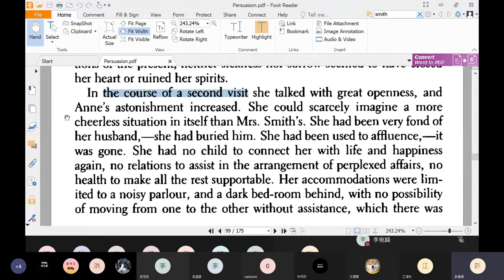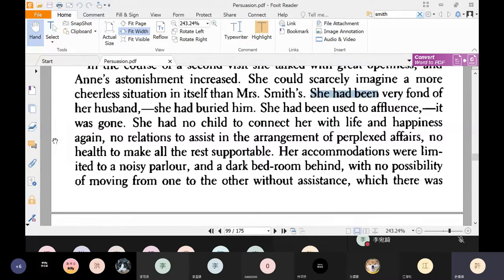She could scarcely imagine a more cheerless situation in itself than Mrs. Smith's. So this in itself is describing the situation. We will later see that even though the situation is cheerless, very unhappy, Mrs. Smith is not. She is trying her best to be happy and satisfied. So in itself means if you only look at this situation. She had been very fond of her husband. She had buried him, so he died. She had been used to affluence, which means wealth, money. It was gone. She had no child to connect her with life and happiness again.